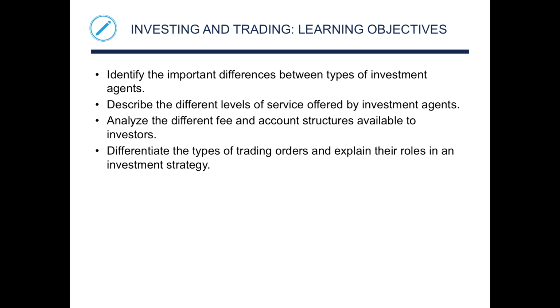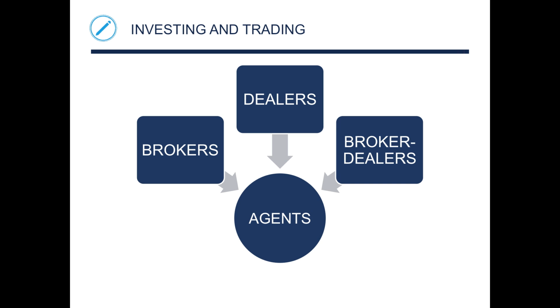Learning objectives for investing and trading. Identify the important differences between types of investment agents. Describe the different levels of service offered by investment agents, and that's going to be very important, because you don't want to go to the wrong person for the wrong thing. Analyze the different fee and account structures available to investors, and differentiate the types of trading orders and explain their roles in an investment strategy.